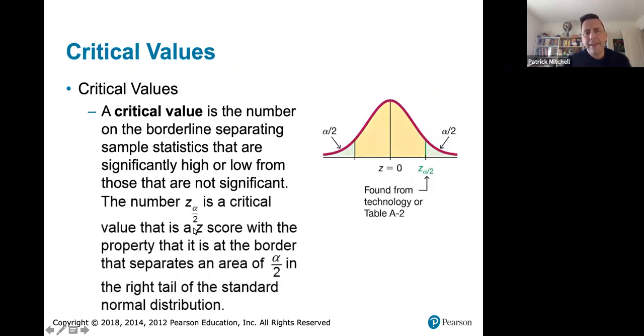All right, that brings us to critical values. A critical value is the number on the borderline separating sample statistics that are significantly high or significantly low. So we've talked about this a number of times.